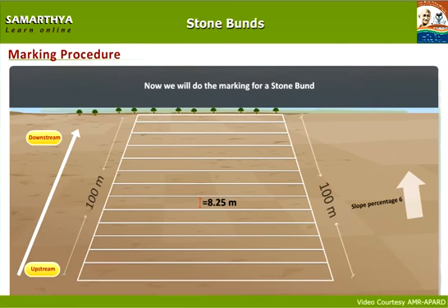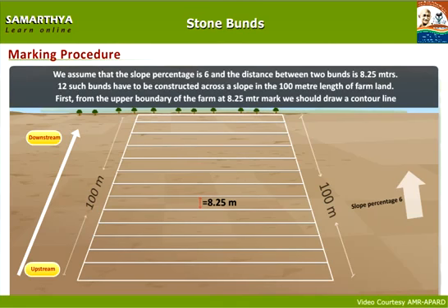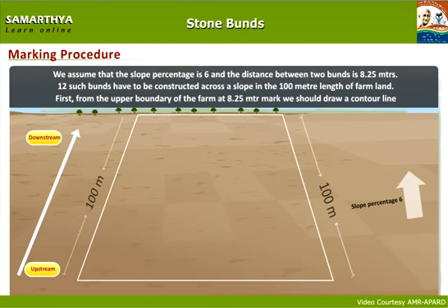Now we will do the marking for a stone bund. We assume that the slope percentage is 6 and the distance between two bunds is 8.25 meters. 12 such bunds have to be constructed across a slope in the 100-meter length of farmland. First, from the upper boundary of the farm at the 8.25 meters mark, we should draw a contour line.